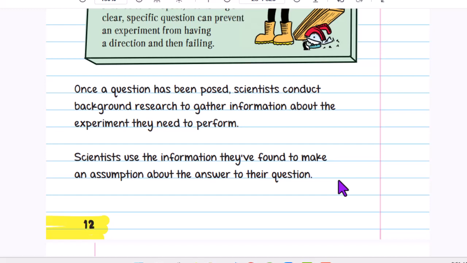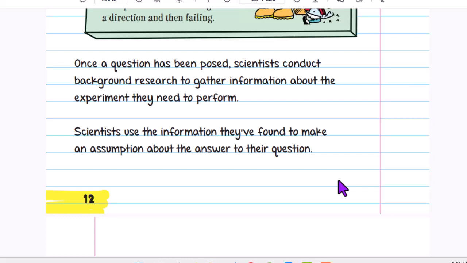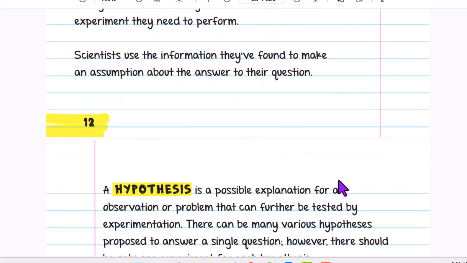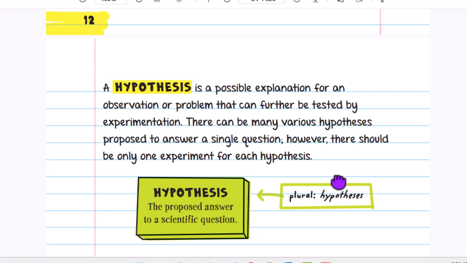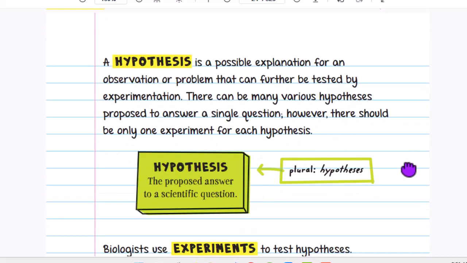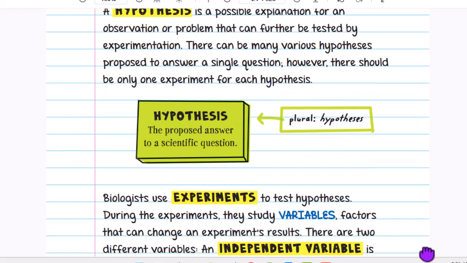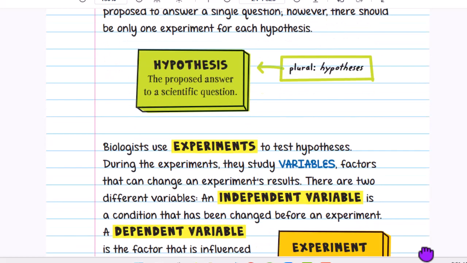Once a question has been posed, scientists conduct background research to gather information about the experiment they need to perform. Scientists use the information they have found to make an assumption about the answer to their question. Hypothesis is a possible explanation for an observation or problem that can further be tested by experimentation. There can be many various hypotheses proposed to answer a single question. However, there should be only one experiment for each hypothesis.